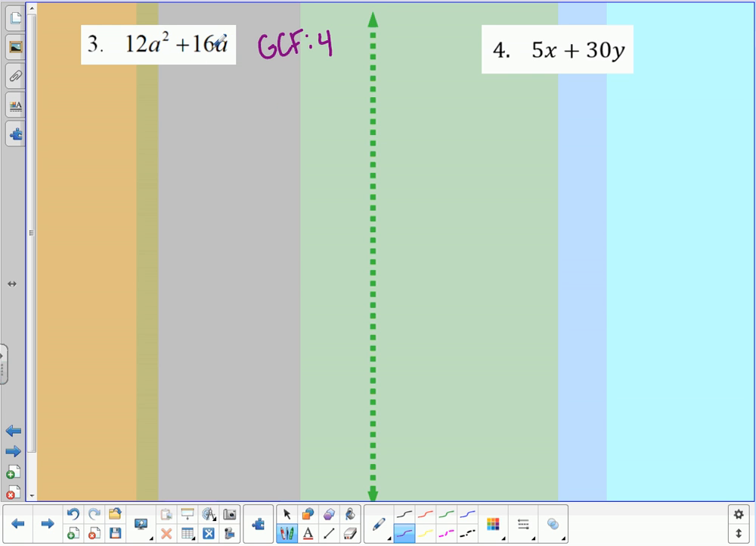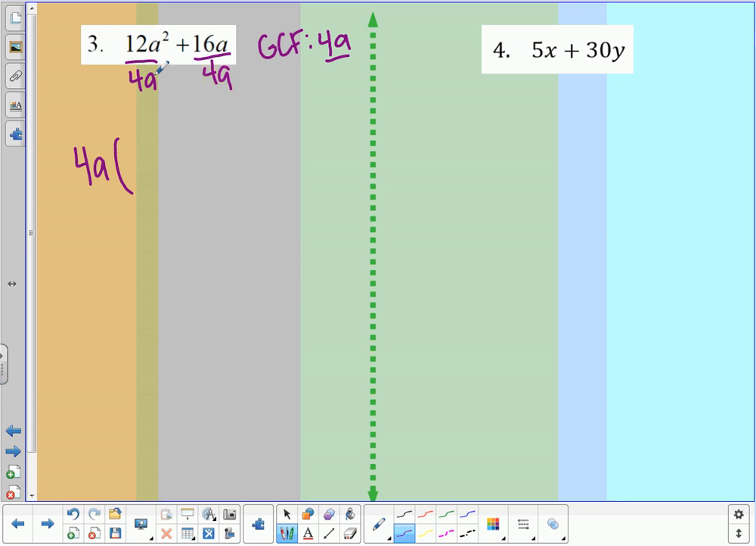But then I also need to look at the variables. Here I have a squared and there I have a. So I can take out an a from both of those. A can be divided from a squared and a can be divided from a. So that's my GCF. That's what I'm going to divide out of both of these terms. I'm taking the same factor out of both, which is where the common comes from in greatest common factor. I'm taking the same thing out of both parts. So I'm going to write that GCF out front of my factored expression.